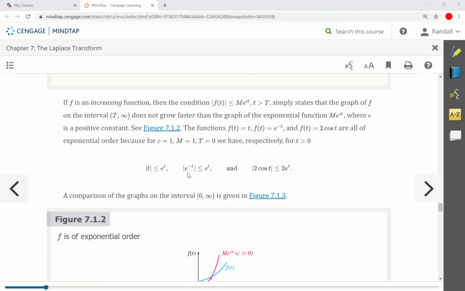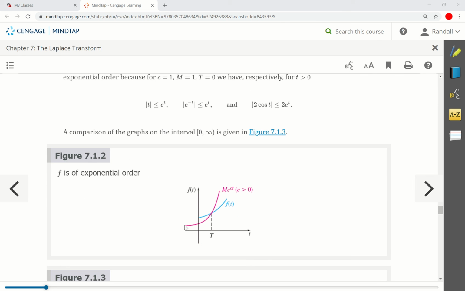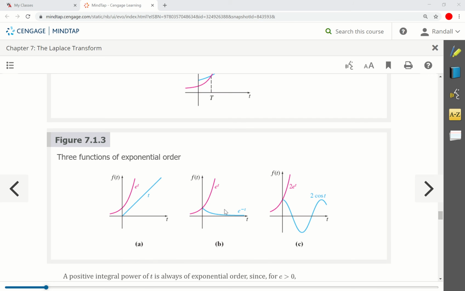Also, the exponential functions themselves fall into this category. And what you're essentially seeing is that if you have something that's going to be lower than exponential, the exponential term is going to dominate it very far out. So once you reach some point capital T, the exponential function will always be greater than the function f of t.